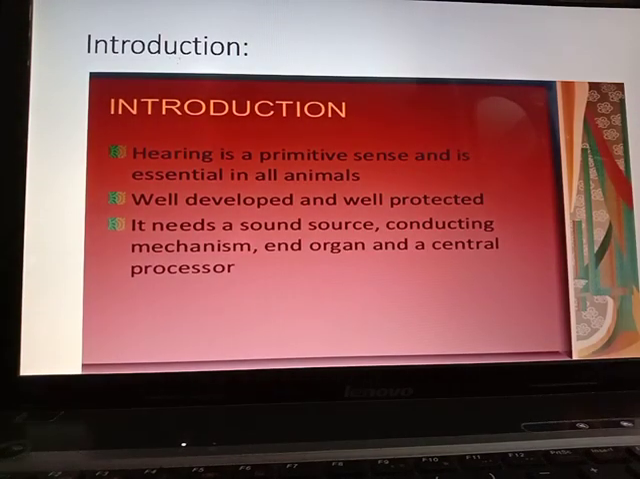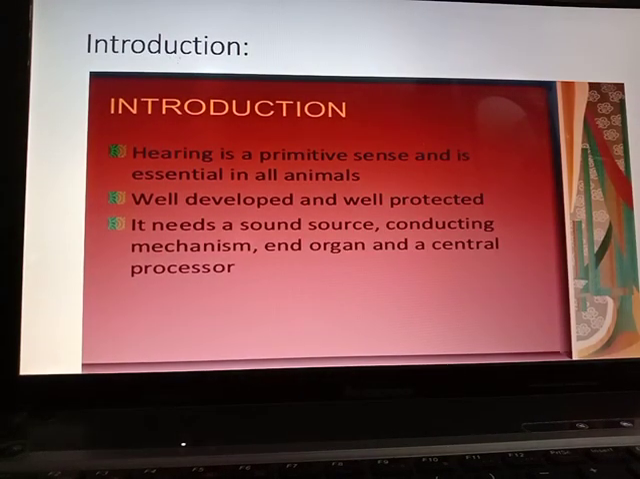So come to the introduction. Our human ear is well developed and well protected. For hearing, it needs a sound source, a conducting mechanism and an organ, and a central processor. The conducting mechanism starts from the environmental air, and the auricle or the pinna helps to collect the sound waves and conduct them to the external ear, and from the external ear the sound wave goes to the middle ear and then to the central processing unit.